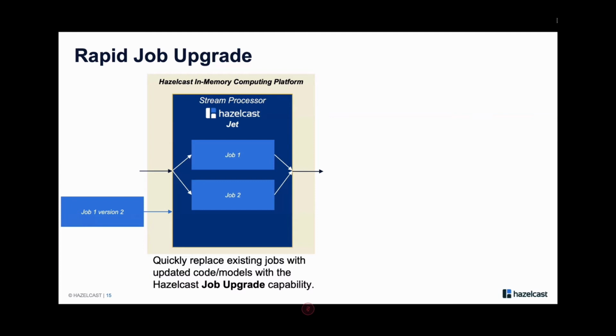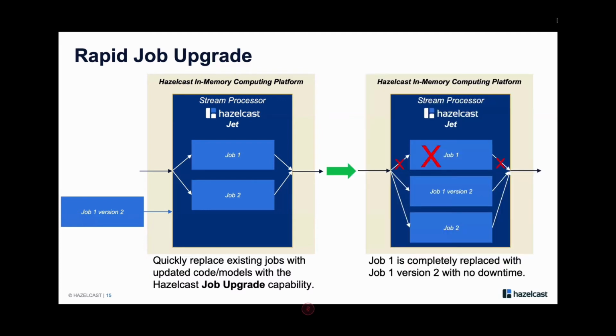When you use this job upgrade capability, this is an example here in the diagram where you have potentially 2 jobs running, and then you submit the newer version of job 1, and then that gets quickly replaced as a result of snapshots that are being run on Hazelcast Jet. So it keeps track of where the streaming data is. Then I'll swap in the new job and continue from there. So again, no data loss, no data points are missed, and there's no duplication.